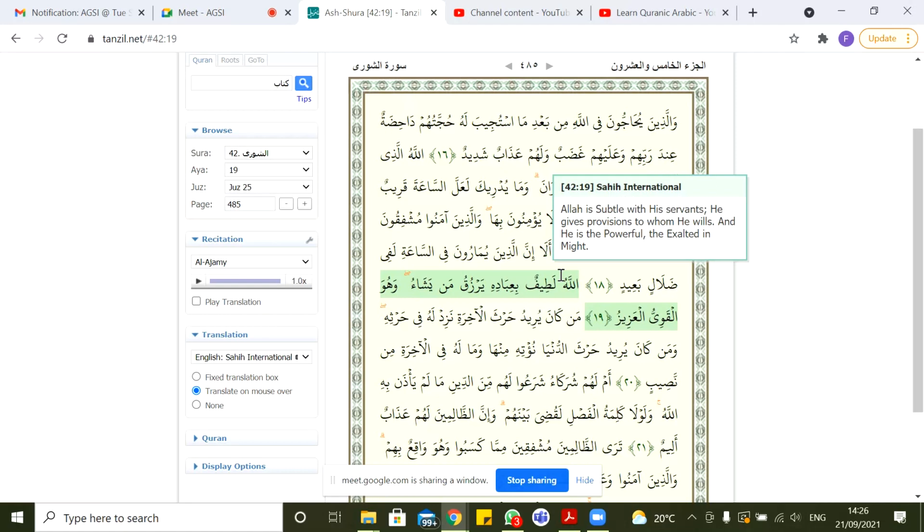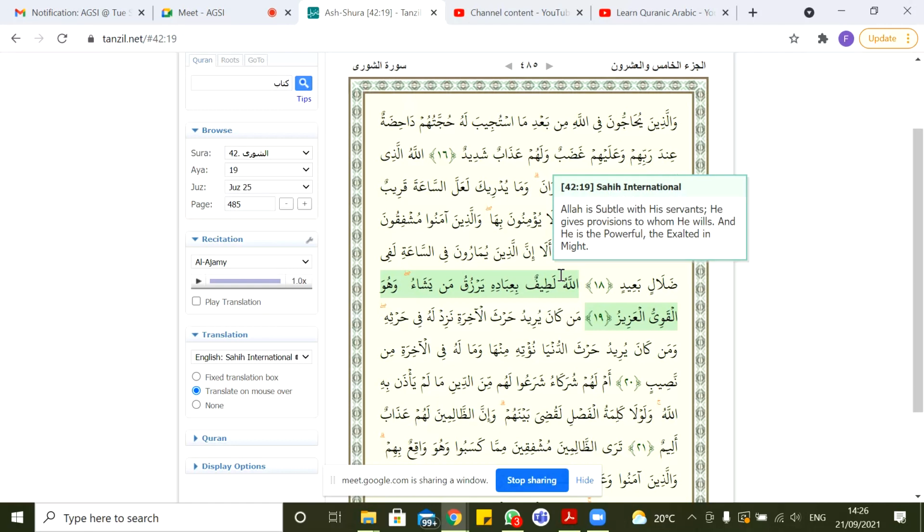But when I say yarzuqu is a fa'il and fa'il, and man yasha'u is, what is missing in this? When you have a fa'il, what is the other part? Maf'ul. Yarzuqu and to whom. So man yasha'u is a jumla fi'liyya which is in place of what? Maf'ul bihi. So what did you say? Fi mahalli nasb? Fi mahalli nasb, okay.